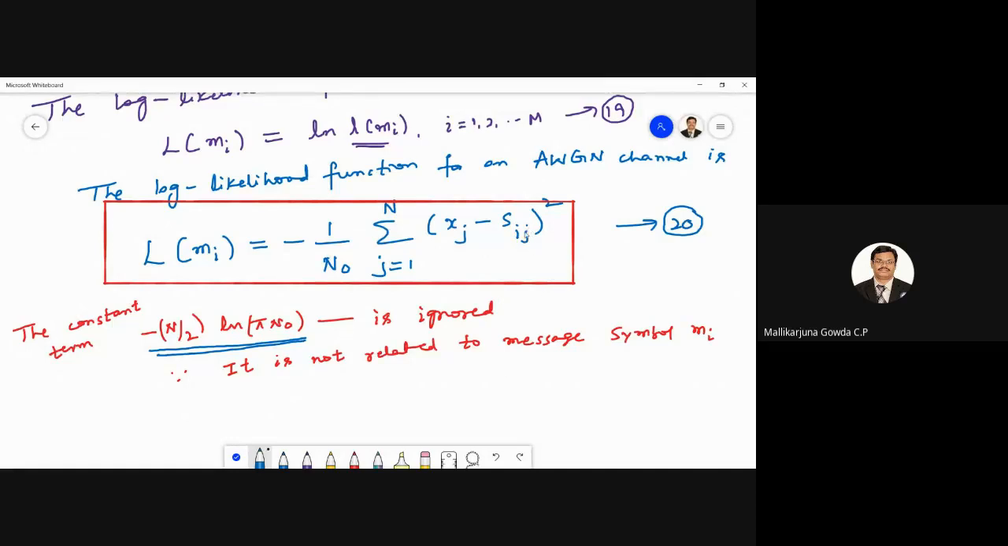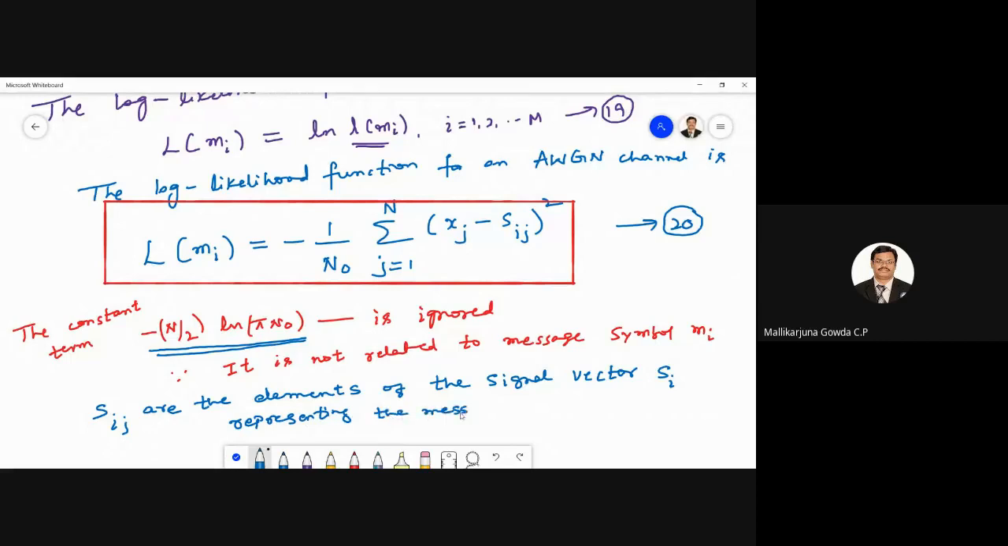Sij are the elements of the signal vector si. Yes or no? Sij are the elements of the signal vector si, and this signal vector si will be representing what? The message symbol mi. Right? si representing the message symbol mi.